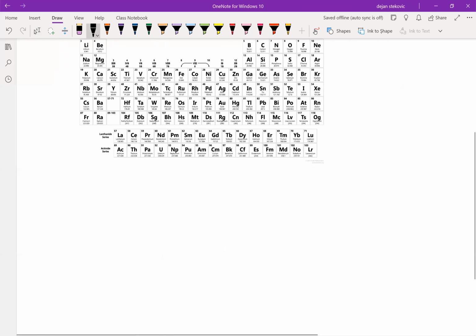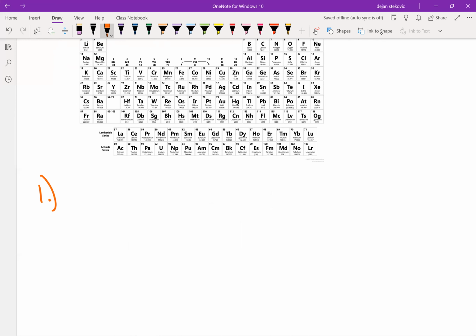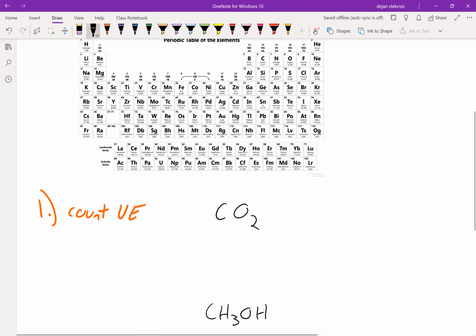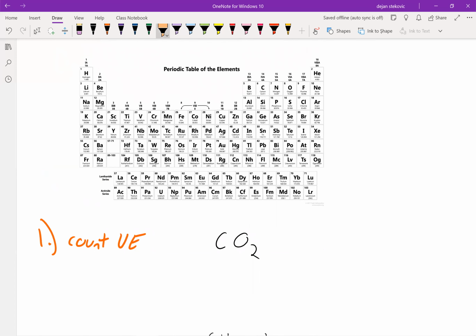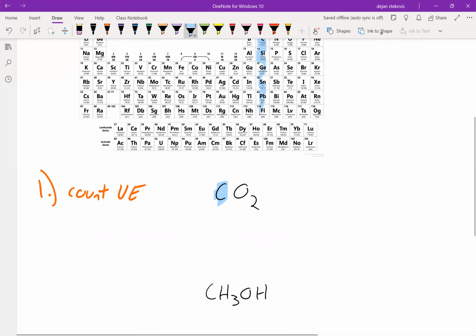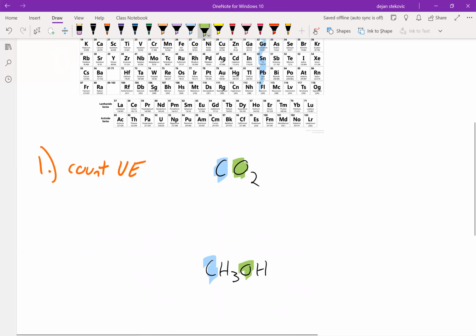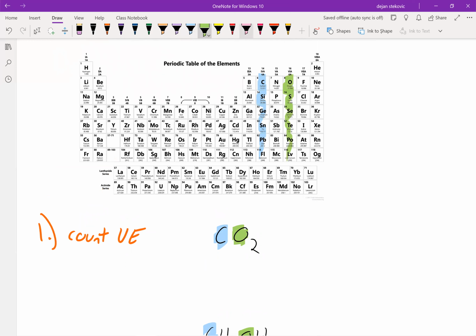So the first step for drawing our Lewis structures is to look at our compound and count our valence electrons. Let's take a look at some examples. Here we'll do CO2, and then here we'll do CH3OH. Remember, the number of valence electrons depends on the group that the element is in. For example, carbon is in group 4, so it's going to have 4 valence electrons. Oxygen is in group 6, so it's going to have 6 valence electrons.